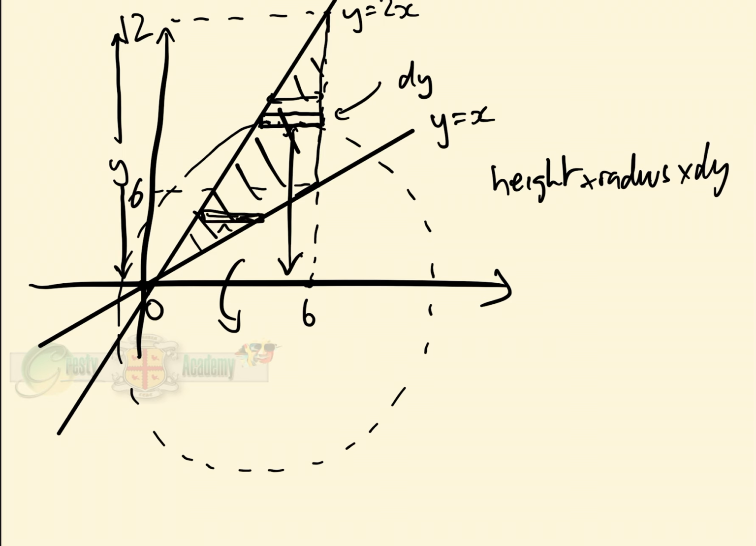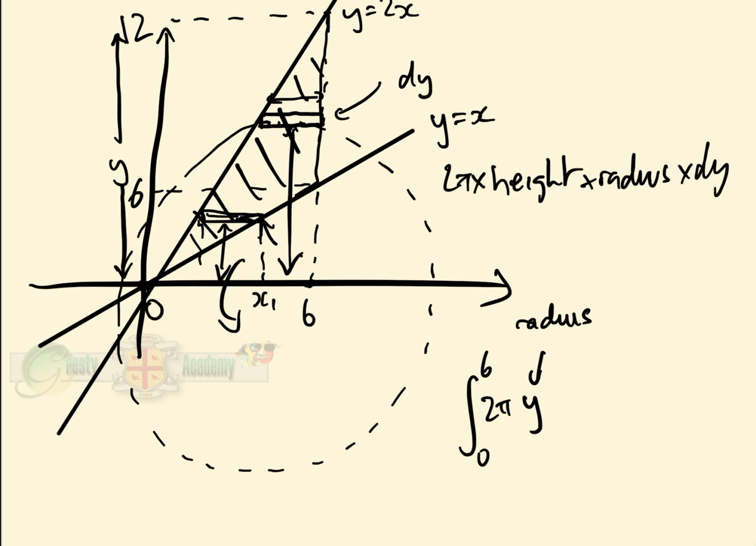Okay, now this is the radius, which clearly is y, so that's going to be the integral. We're going to integrate between 0 and 6 here, so that's going to be 2 pi times the radius, which is y, times the height. Now the height is going to be that point there, which is, let's call it x1, minus this point here, which is x2, and as y equals 2x, then we have that x equals y over 2.